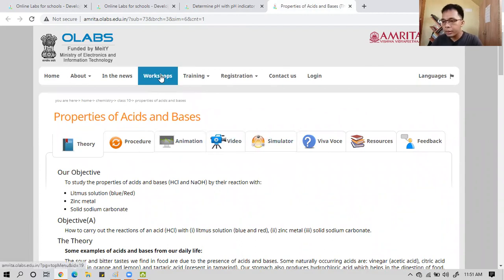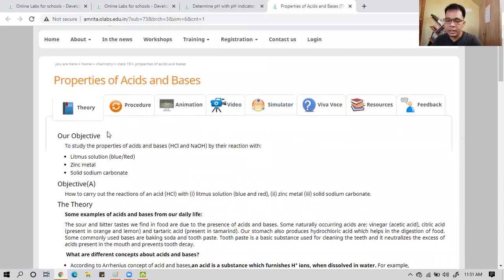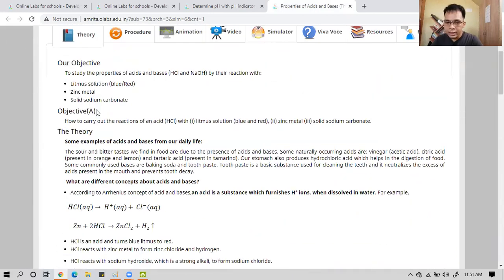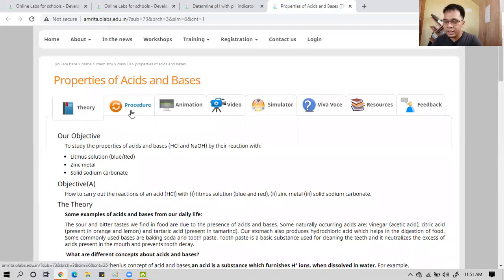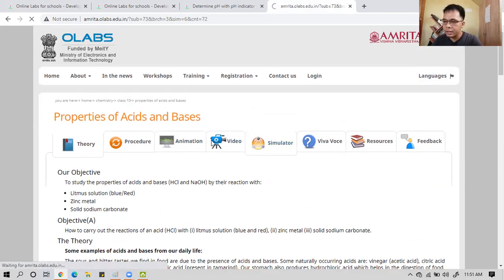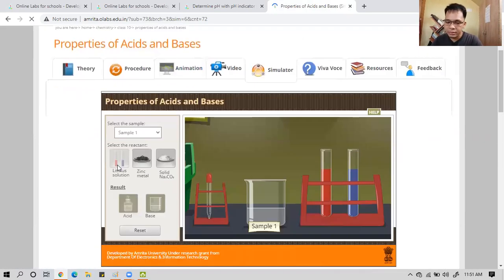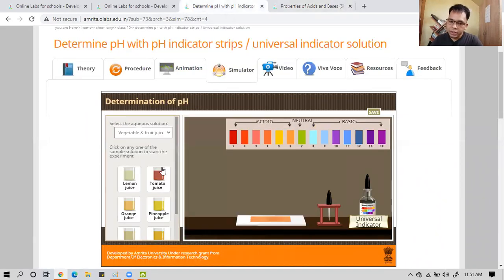And by the way, when you click the virtual experiment, you will not see just a simulator. There is also theory, where the lecture is explained. And there is also a procedure of how to conduct the experiments in the actual laboratory, face-to-face. We have the animation and video you can see, posted on their YouTube, of the experiment actually being performed. And then there is the simulator, where we perform the experiment on our computer or laptop. Okay, so let's start our experiment here.